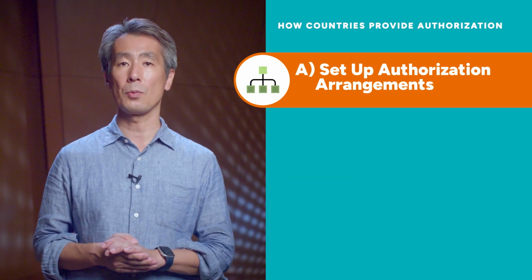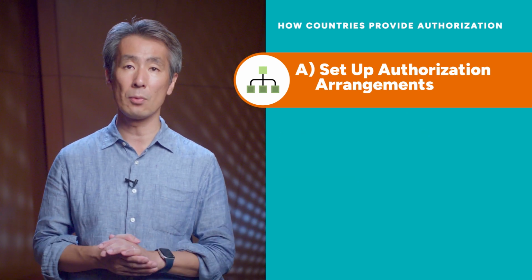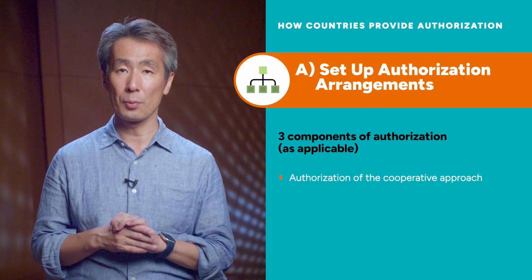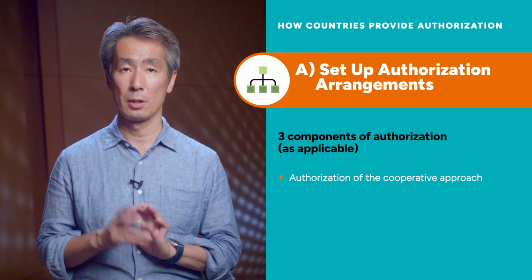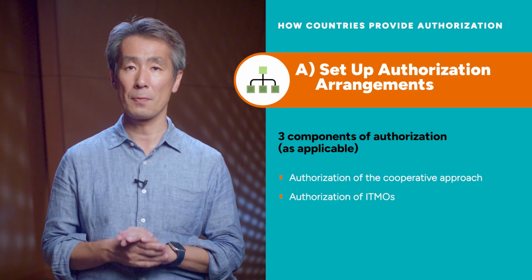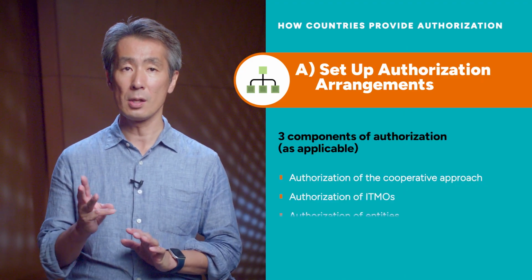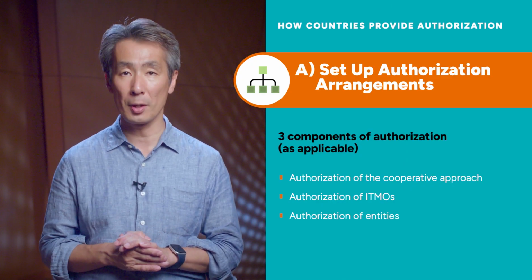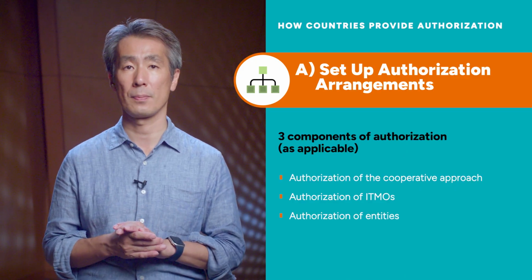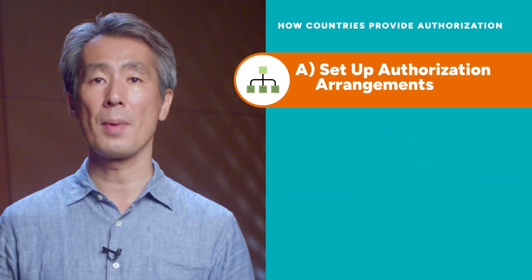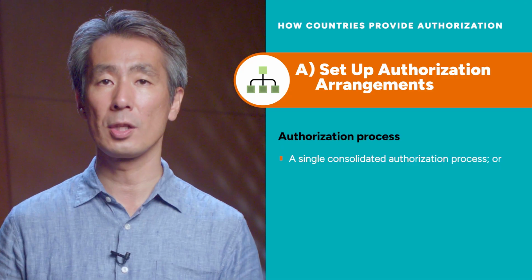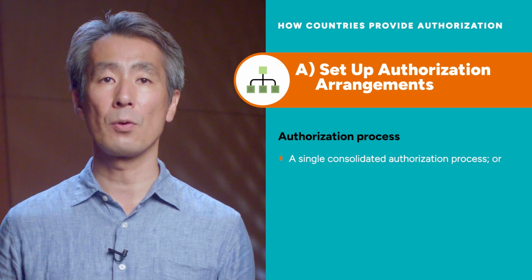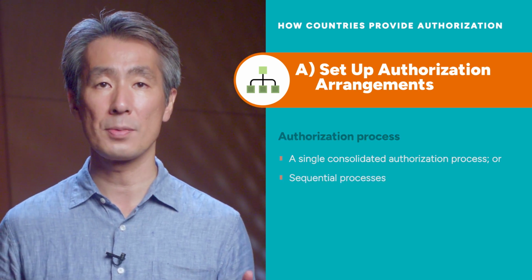An important part of this process is that authorization involves three key components. 1. Authorization of the cooperative approach itself. 2. Authorization of specific ITMOs. 3. Authorization of entities, such as project developers or private actors that will use ITMOs. Some countries may establish a single consolidated process to cover all necessary contents of authorization. Others may prefer a sequential process that addresses them separately.